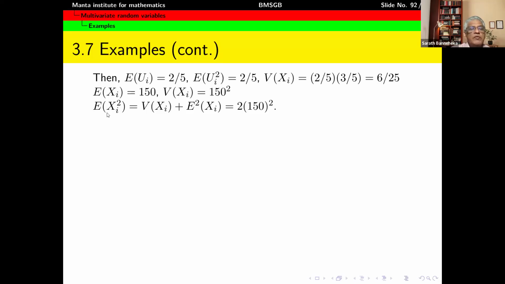And I have calculated the expected value of xi square also, because we will need it later. So I have calculated that also: the expected value of xi square and also the expected value of ui square. The expected value of ui square we can easily get because it is just one square times the corresponding probability, so you get the same value as the expected value of ui. But for the expected value of xi square, you have to use this formula. That's equal to the variance of xi plus the square of the expected value of xi. This is the short notation for the square of the expected value of xi, that whole square of the whole thing. So your answer is this one.